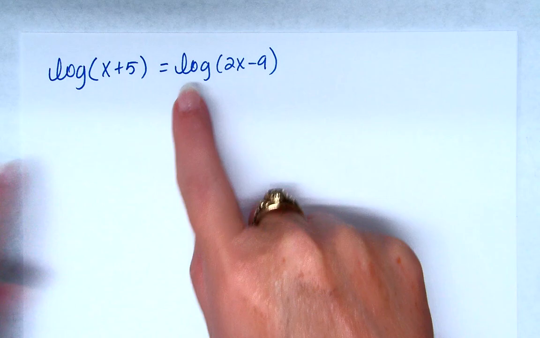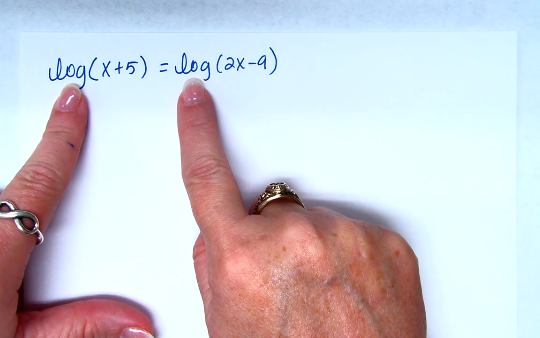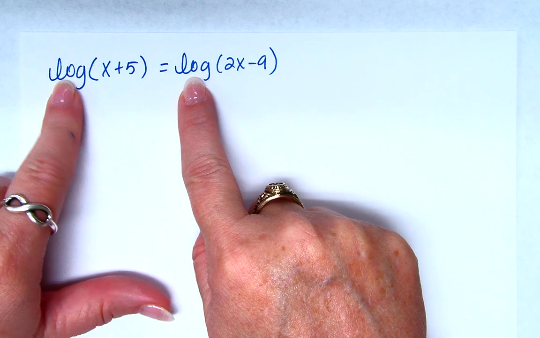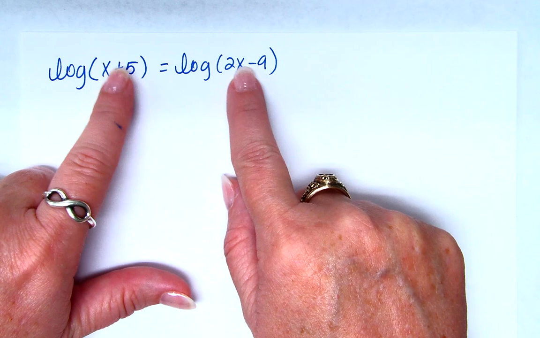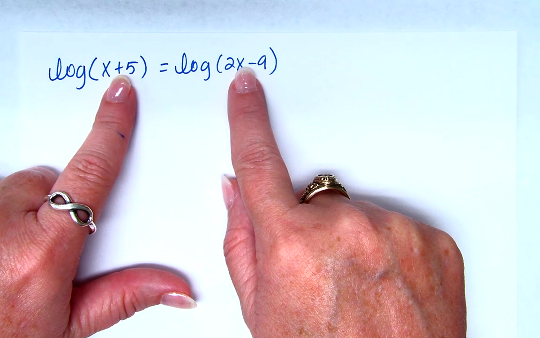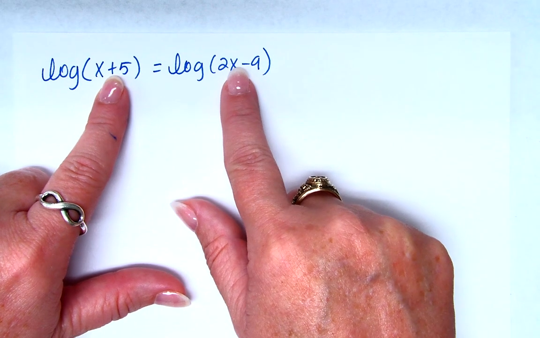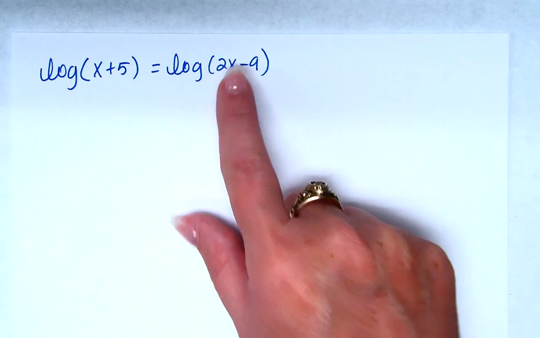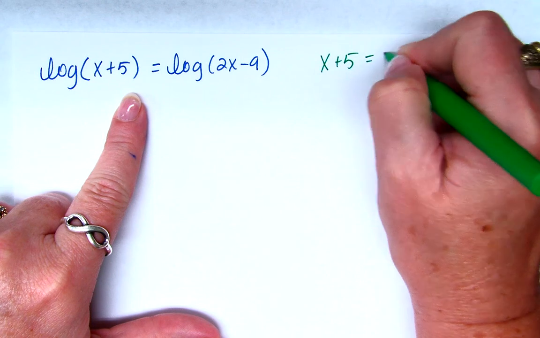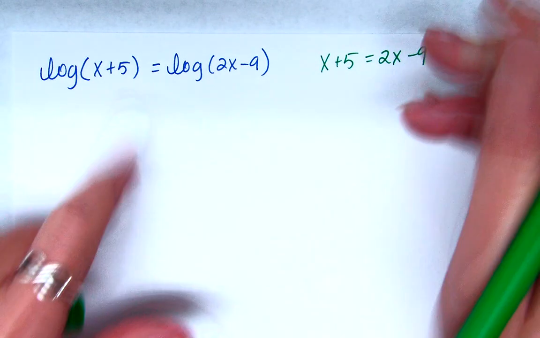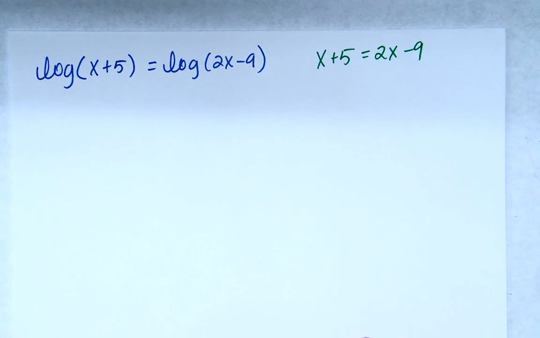Except, guys, if it says log on both sides of the equation, if the log of this has to equal the log of this, don't these two things just have to equal each other? So is there any rewriting that's necessary in this problem at all? Or can I just say x plus 5 equals 2x minus 9? Do you see what I'm saying?